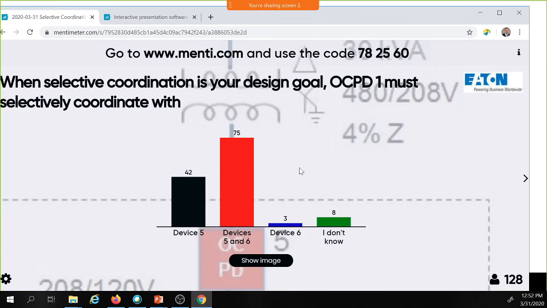42 said device 5. 75 said devices 5 and 6. 3 said device 6, and 8 said they don't know. Well, let's take a look at it.